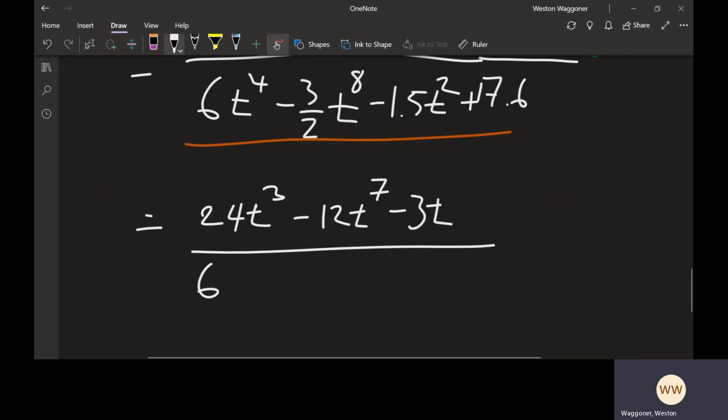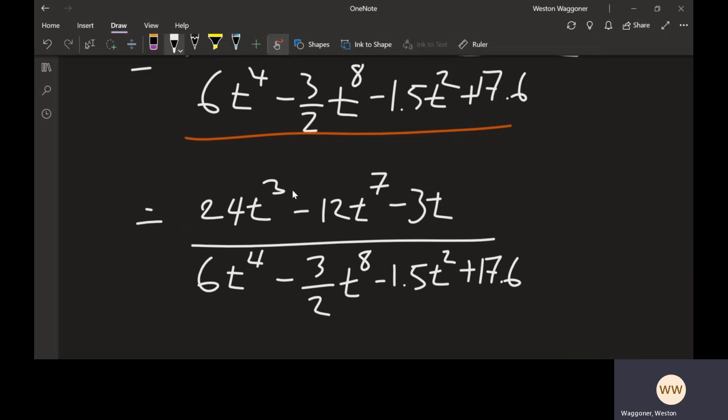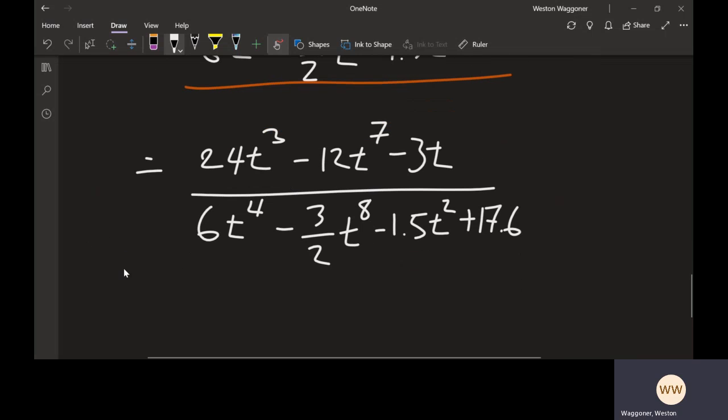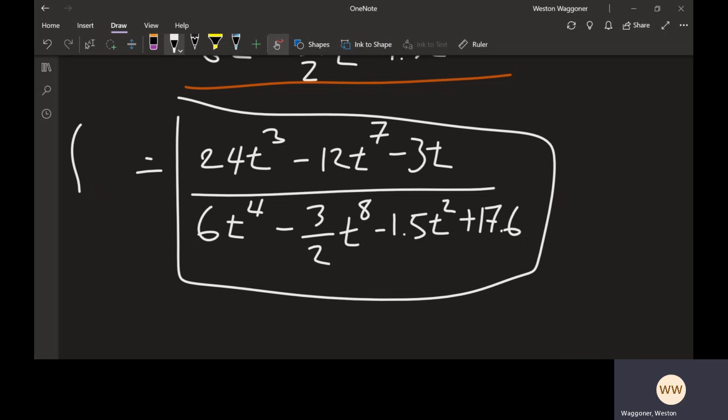So, well, what was on the inside of our ln? So t to the 4th minus 3 halves t to the 8th minus 1.5 t squared plus 17.6. Okay, and that's our answer. There's no need to really, I don't think we could do anything else to this. So this is our f prime of t. Okay.